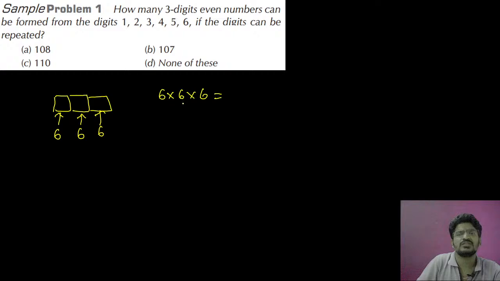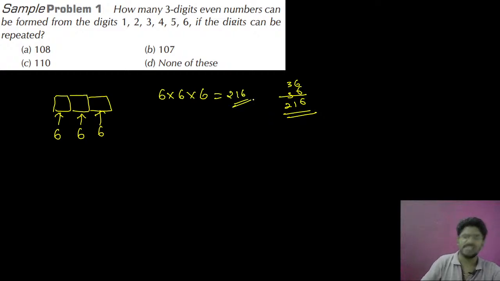So 6 cube is how much? You just check: 6 into 6 is 36, 6 into 3 is 18, 18 plus 3 is 21. So 216 is your answer. Are you getting my point? So the answer is none of these. Option D is the correct answer.